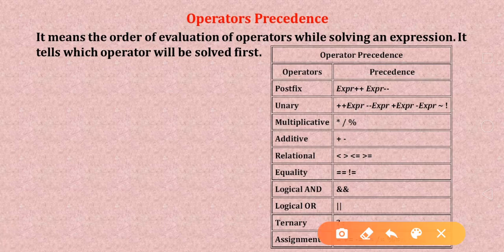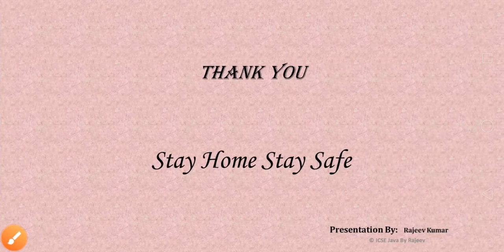So this table is a hierarchy of the priorities from top to down. It means the upper one will be having more priority than the downside one. So it is in the order of decreasing priority level. So this is all about this operator precedence. So this is all about this topic.